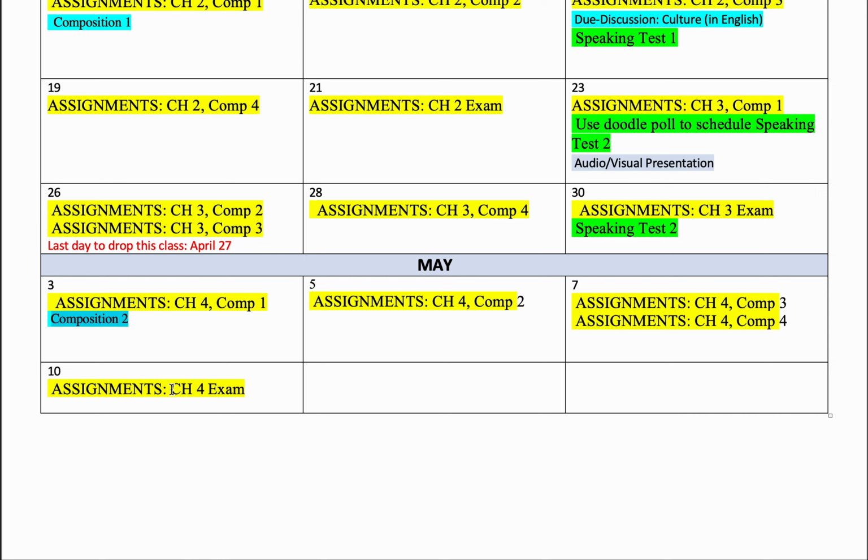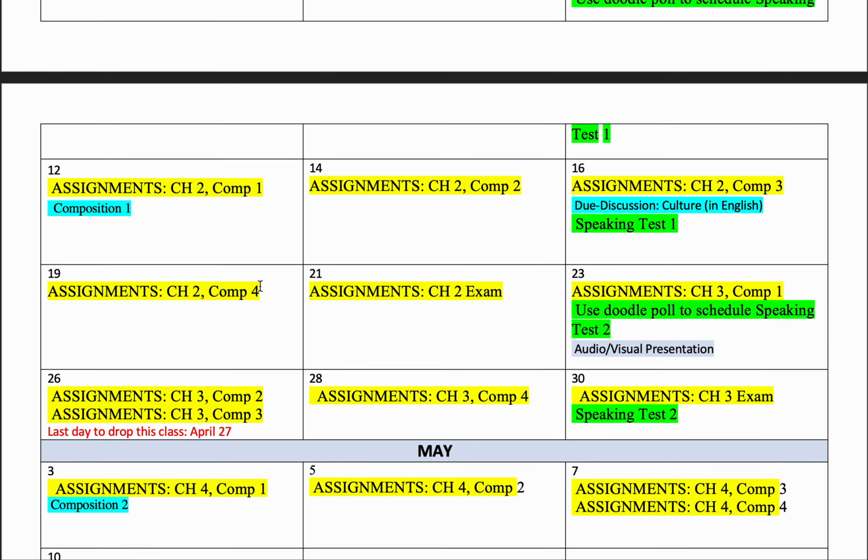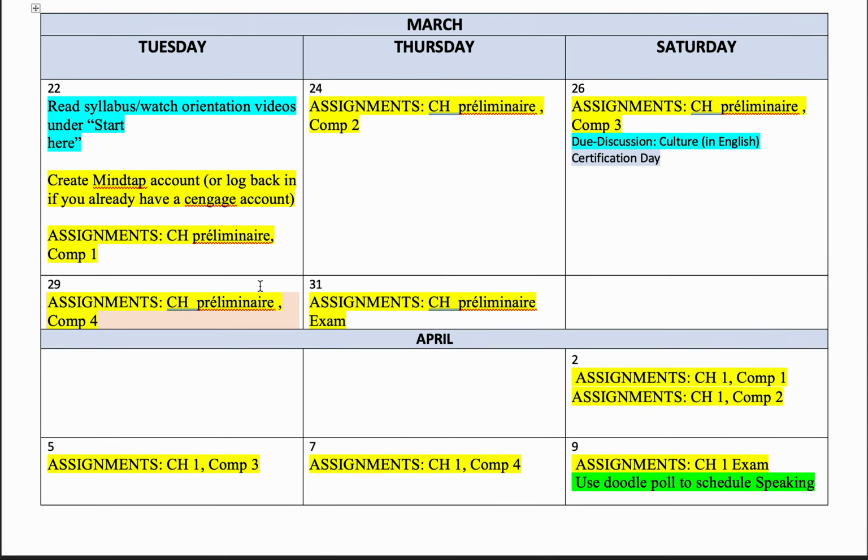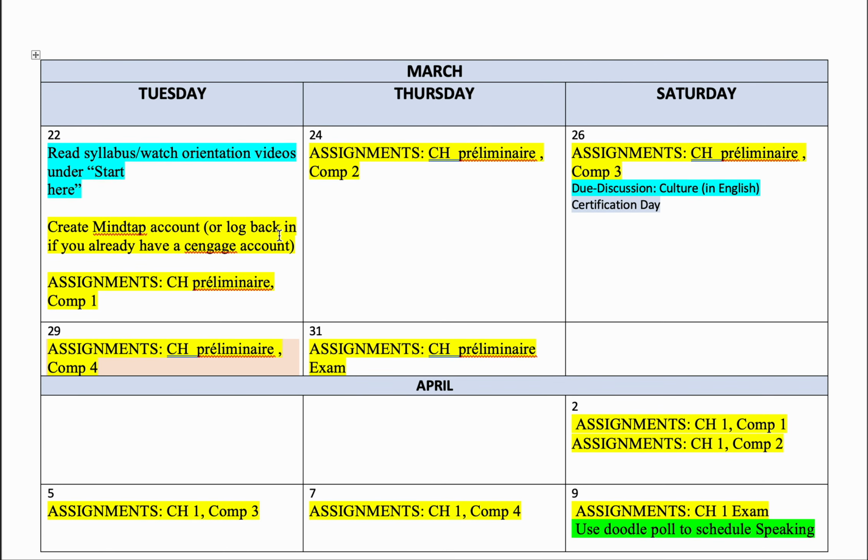Our last day of class is on May 10th, and that day you have your chapter 4 exam, which is your final exam, and that would be the end of our course. So all of these assignments are already set up on eCampus and on MindTap for you to complete. So you can go to MindTap and eCampus right now and complete them.